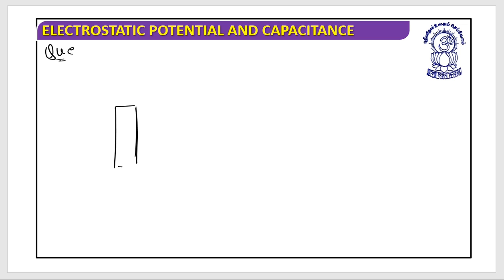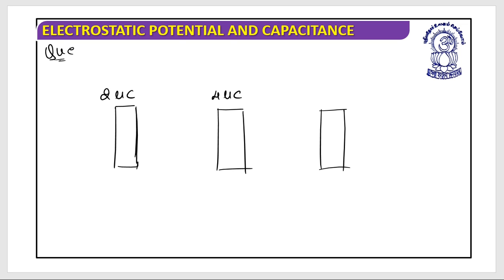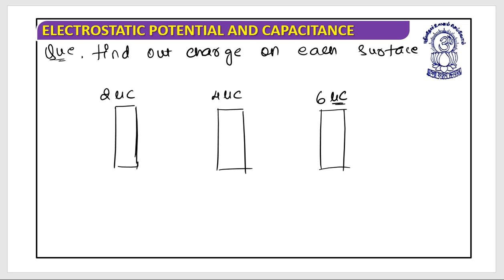Now this is the first plate, this is the second plate, and this is the third plate. Yes, this is 2 microcoulomb, this is 4 microcoulomb, this is 6 microcoulomb. What they want is to find out the charge on each surface of the plate. This is what the requirement is. Find out the charge on each surface of the plate.